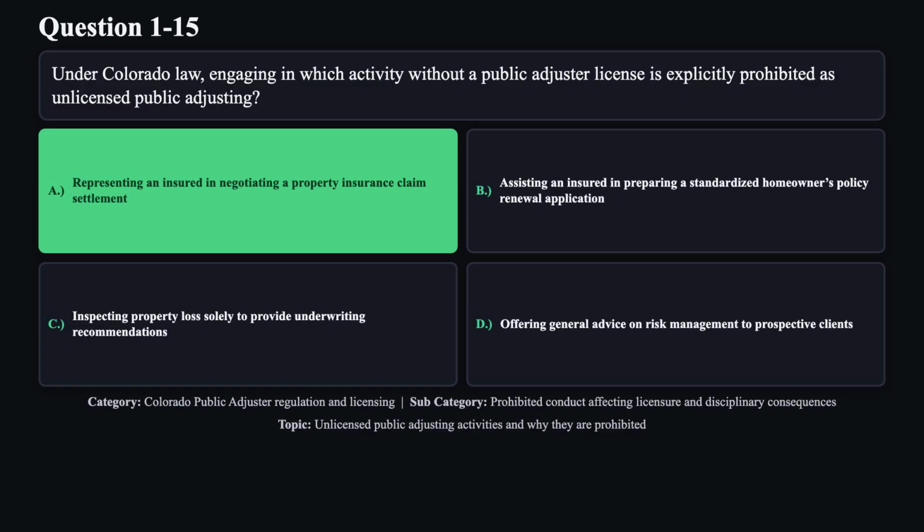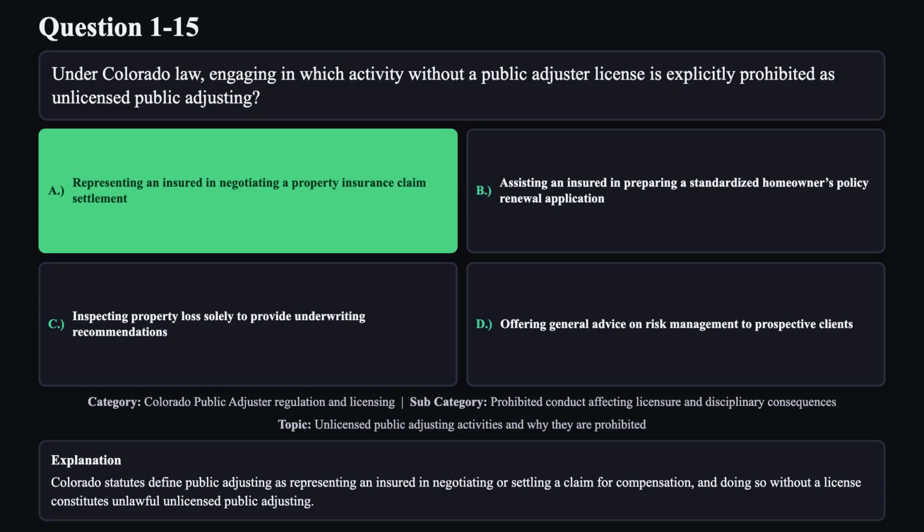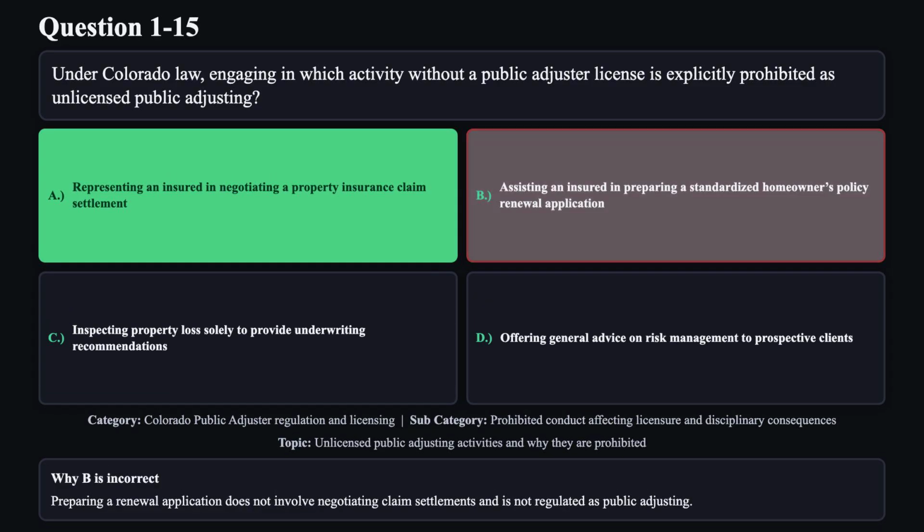The correct answer is A. Colorado statutes define public adjusting as representing an insured in negotiating or settling a claim for compensation, and doing so without a license constitutes unlawful, unlicensed public adjusting. Reason B is not correct. Preparing a renewal application does not involve negotiating claim settlements and is not regulated as public adjusting.